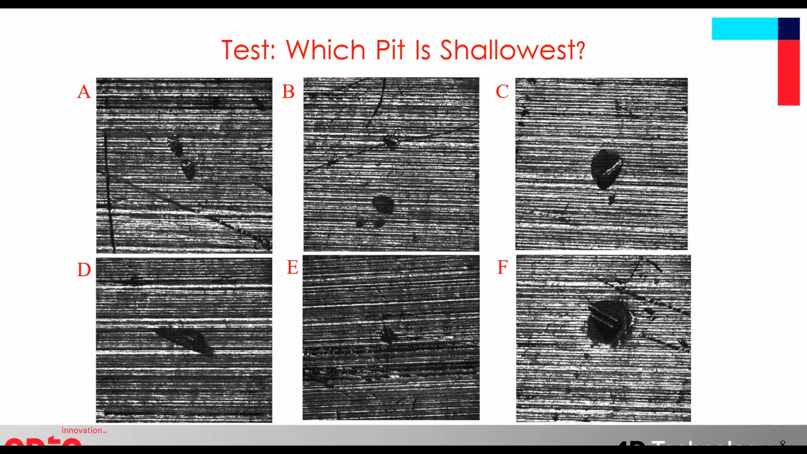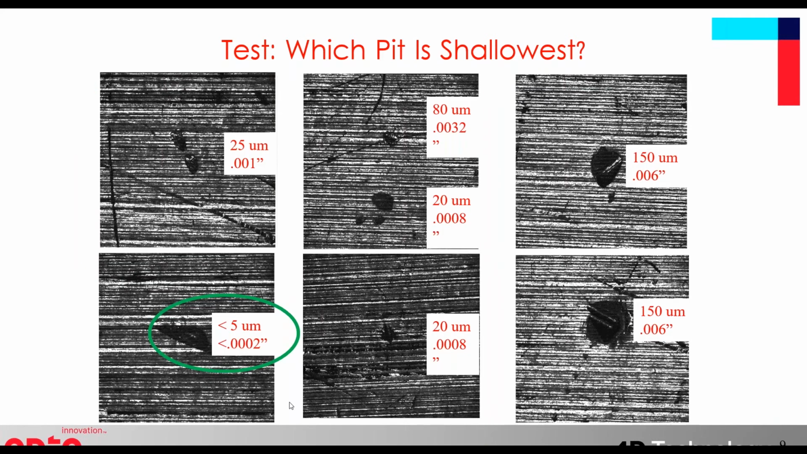These are 6 different bright field images of defects on an aviation component. And these are obviously at high magnification. You can see a lot of detail. Think about which of these pits is the shallowest and see if you can guess.